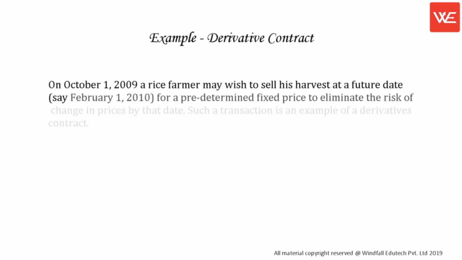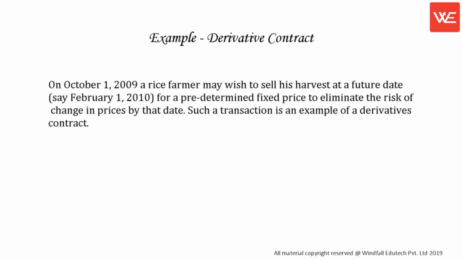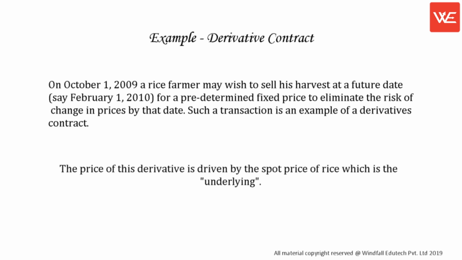Example, derivative contract. On October 1, 2009, a rice farmer may wish to sell his harvest at a future date, say February 1, 2010, for a predetermined fixed price to eliminate the risk of change in prices by that date. Such a transaction is an example of a derivatives contract. The price of this derivative is driven by the spot price of rice, which is the underlying.